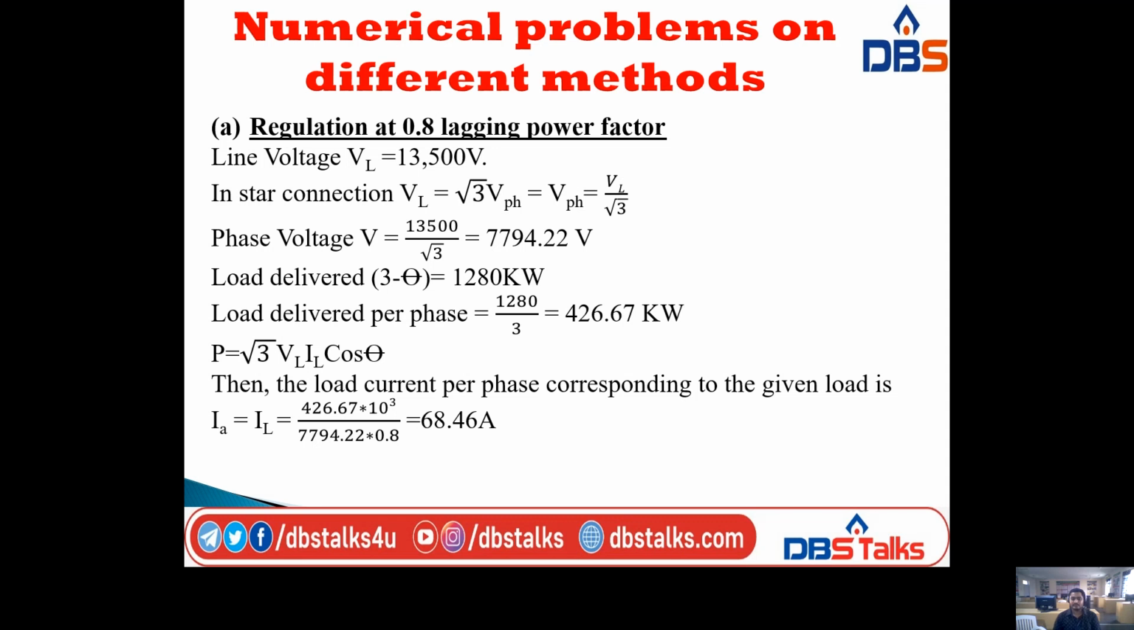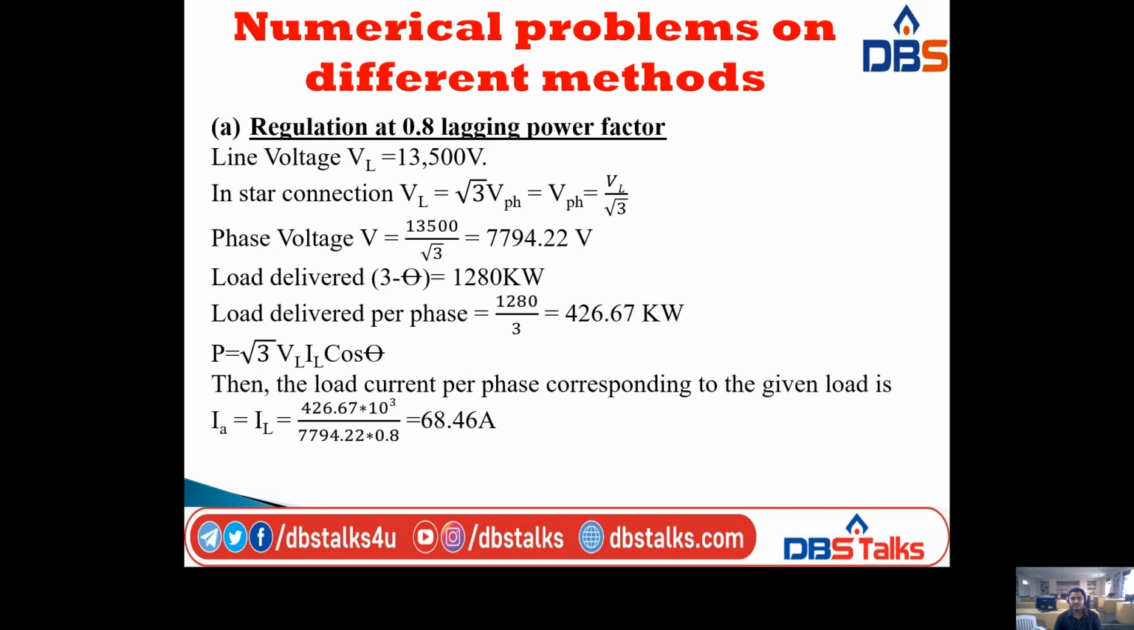0.8 lagging power factor. Here they gave the line voltage, VL equal to 13,500 volts, but it is a star connection. In a star connection, the line voltage is equal to root 3 times V phase, so V phase is equal to VL by root 3. In the problem they gave the line voltage, but we have to convert it into phase voltage. Why? Because it is three phase. That's why we have to calculate the phase voltage, V phase equal to VL by root 3.